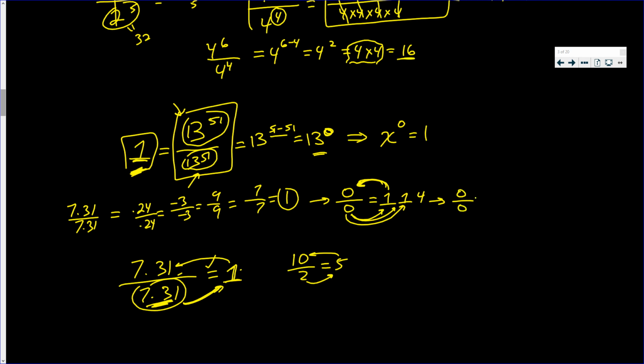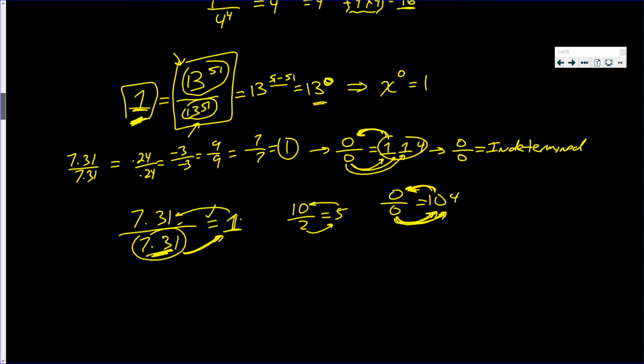This tells us that this is indeterminate. We can't figure out what it is. It can be any number. Can 0 over 0 equal 0? Sure. Why? Because 0 times 0 equals 0. Can it equal 10? You better believe it. Because 0 times 10 equals 0. Can it equal 104? Absolutely. 0 over 0 equals 104. Because 0 times 104 equals 0.